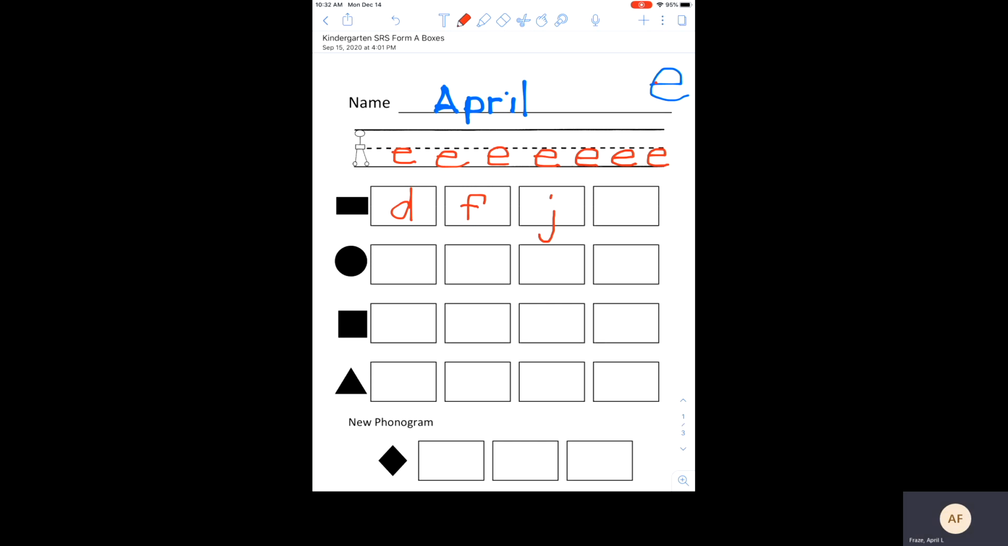Now write the letter O. O, ox, ah. Next to our circle, I want you to write the sound eh. E, edge, eh. Now I want you to write the sound wuh. W, wagon, wuh.